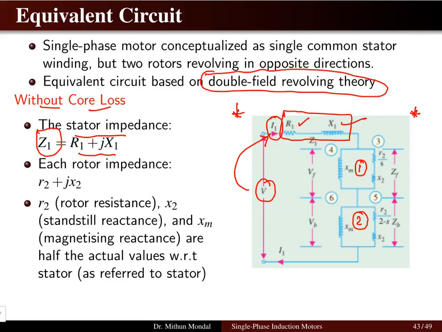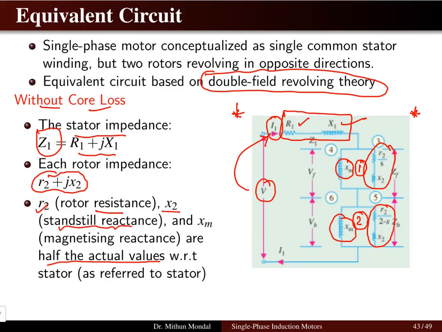Now, it is observed that the rotor resistance of one part is given by R2 by S and X2, and the other part is given by R2 divided by 2 minus S, and X2. Whereas Xm represents the flux produced in the rotor, the magnetization part. So rotor impedance is R2 plus jX2, and this is only half the actual values. R2 indicates the rotor resistance and X2 indicates the standstill reactance.